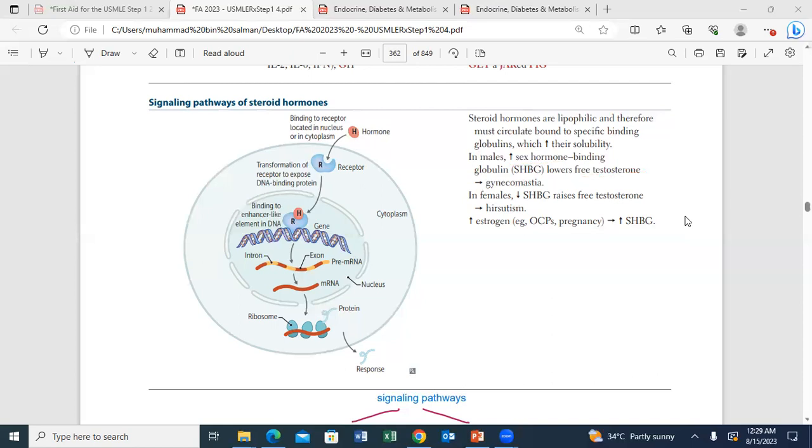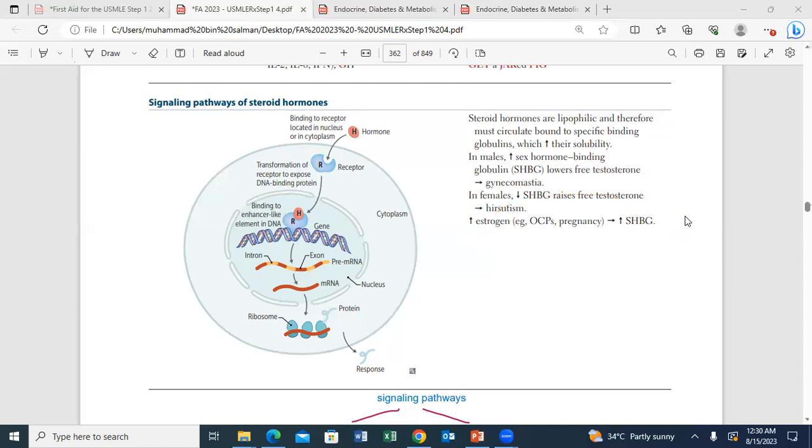Similarly, if there is very little binding globulin, there will be more free hormone, and more free hormone can be troublesome in females. So increased free testosterone can cause hirsutism, which means hair on the face and these kinds of symptoms. Other than that, they are mentioning that estrogen can increase sex hormone binding globulin. And of course, you'll have a scenario in which a patient was taking oral contraceptives. You have to understand that oral contraceptives mean increased estrogen, which means increased sex hormone binding globulin, which means decreased free testosterone, right? And that can lead to symptoms.